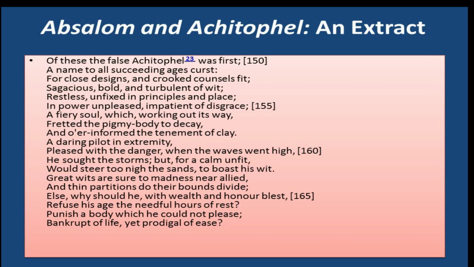This is an extract from the poem. In this extract, John Dryden focuses on the character of the advisor Shaftesbury. "Of these, the false Achitophel was first." In the previous part, he was speaking about treacherous people or unfaithful advisors, and Achitophel was the first of them.